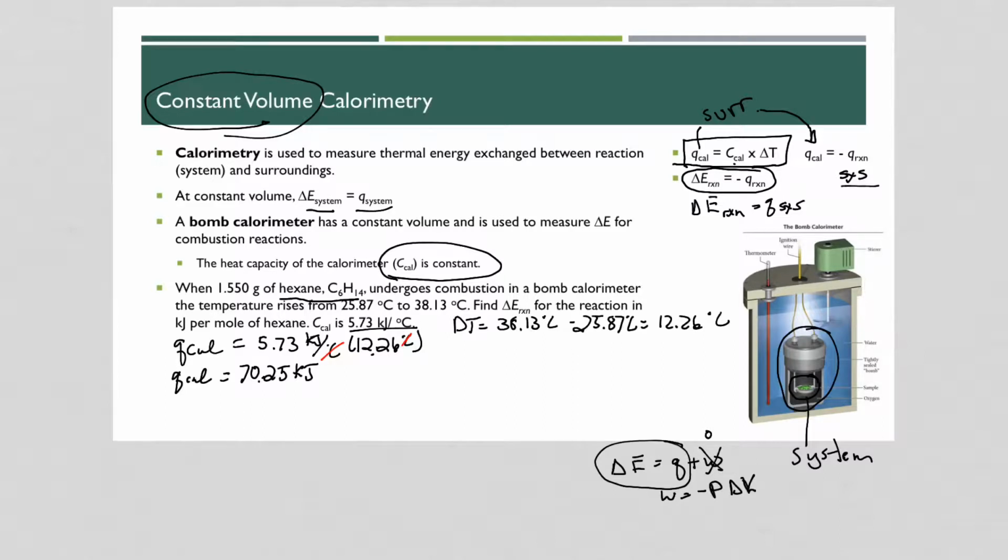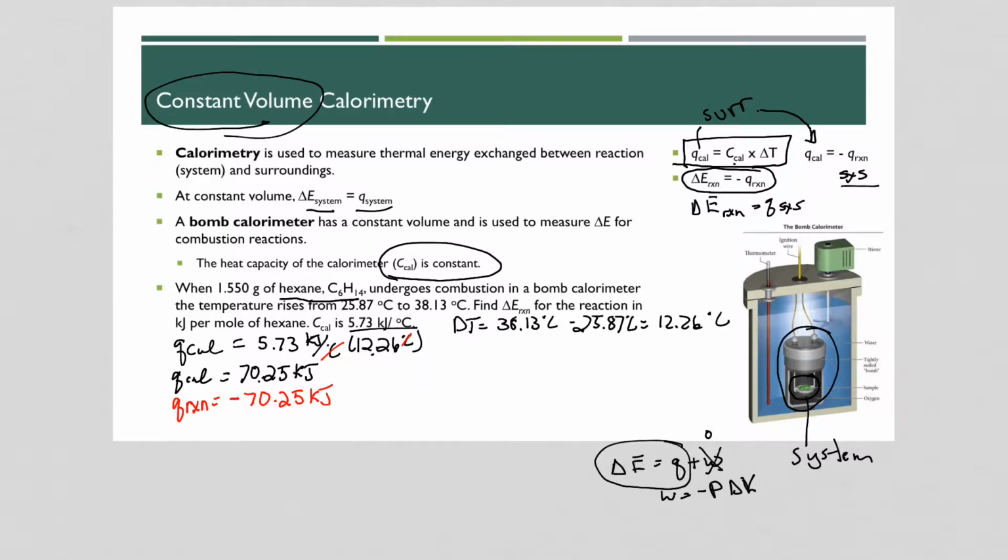Now, what about the reaction? Now, remember, the Q of reaction is going to be the opposite of that, so negative 70.25 kilojoules. So while the surroundings, the calorimeter, gained 70.25 kilojoules, that means the reaction must have given off 70.25 kilojoules.